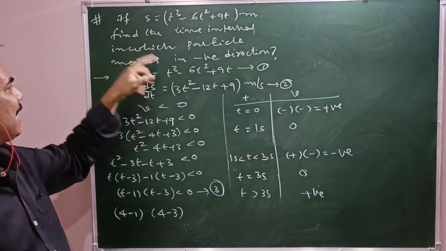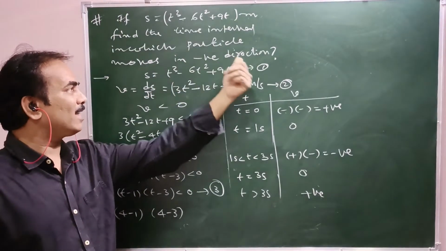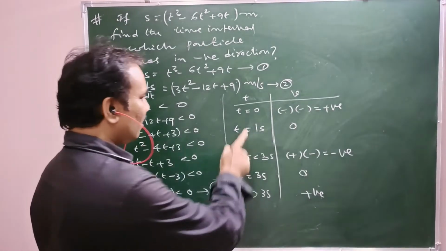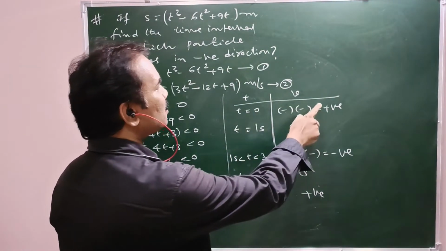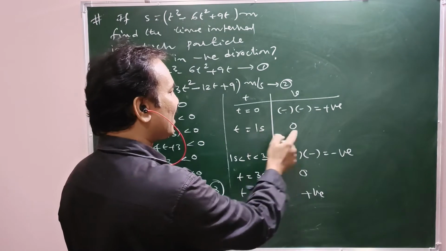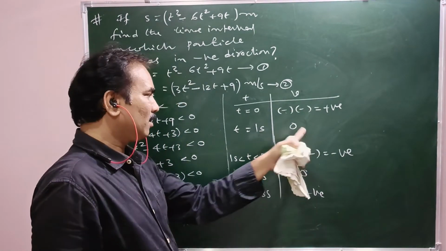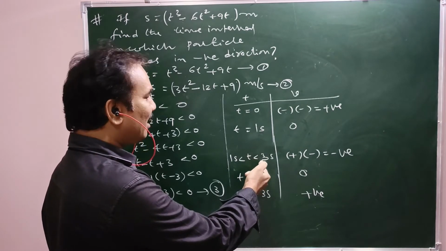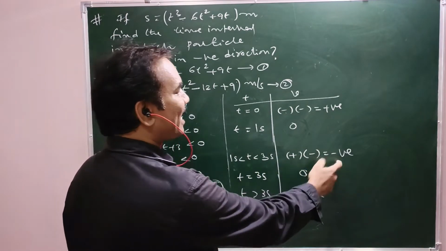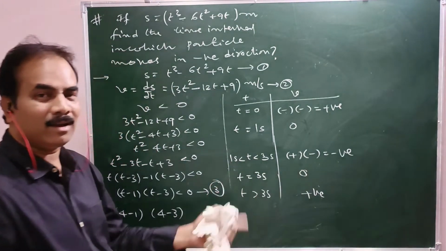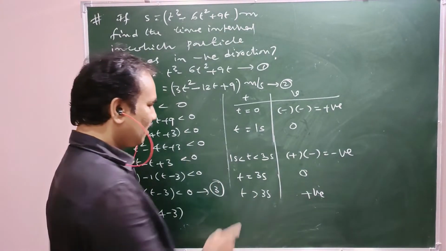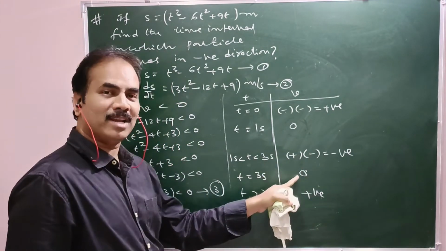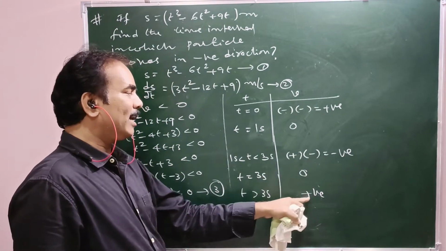We have to find the time interval in which the particle moves along the negative direction, meaning velocity must be negative. From 0 to 1 second, velocity is positive, but exactly at t equal to 1 second, velocity becomes 0. From 1 second to less than 3 seconds, velocity is negative, meaning the particle moves along the negative direction. Exactly at t equal to 3 seconds, velocity becomes 0 and the particle comes to rest. Beyond 3 seconds, again velocity is positive.